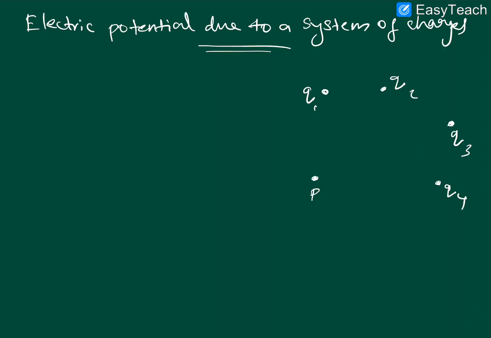In order to find the potential at P, let us first mark the distances from the charges. From Q1, it is at a distance of R1. From Q2, it is at a distance of R2. From Q3, it is at a distance of R3. And from Q4, it is at a distance of R4.